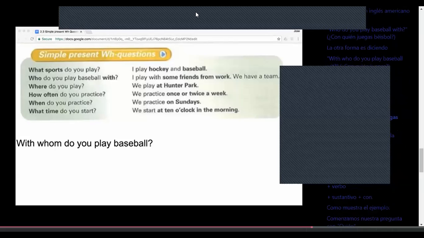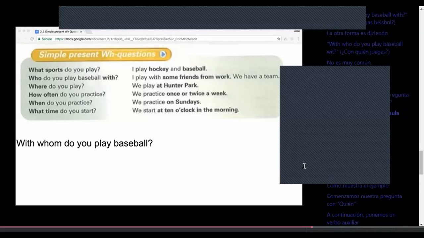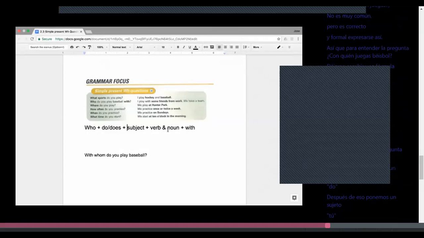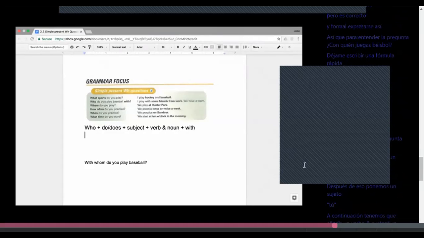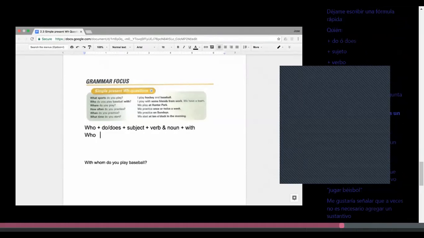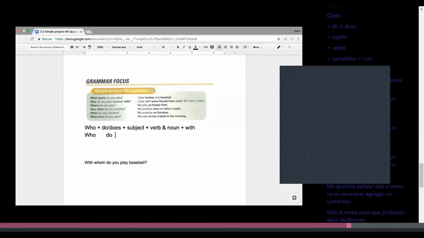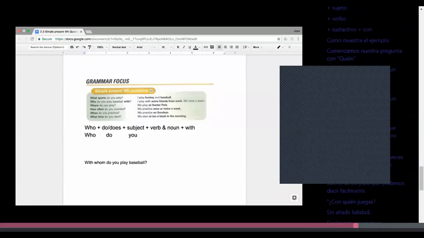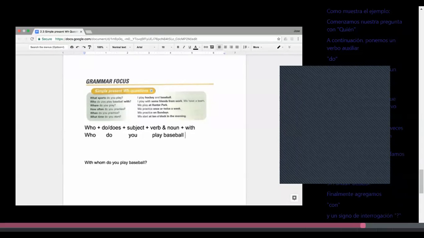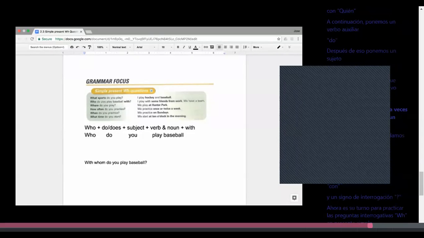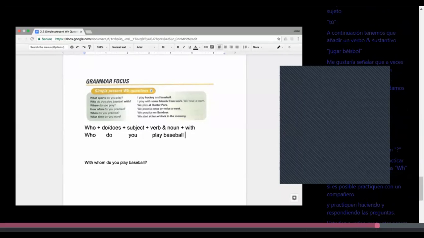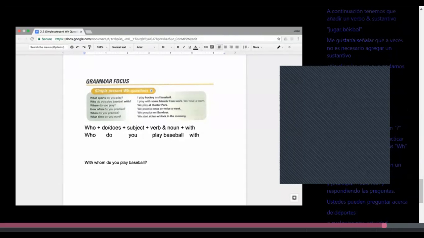So, to understand the question, who do you play baseball with, let me write a quick formula. Who plus do or does plus subject plus the verb plus noun plus with. As the example shows, we start our question with who. Next, we put an auxiliary verb, do. After that, the subject, you. Next, we need to add the verb and noun, play baseball. I would like to point out that sometimes it's not necessary to add a noun, just the verb, so we can easily say, who do you play with, without adding baseball. Finally, we add with and the question mark.